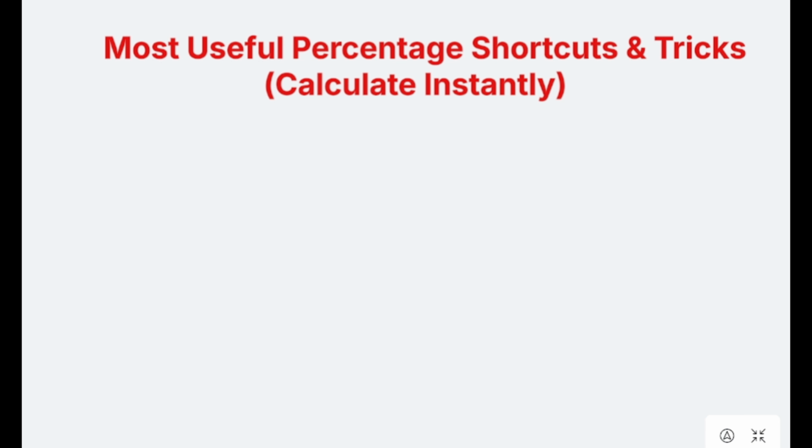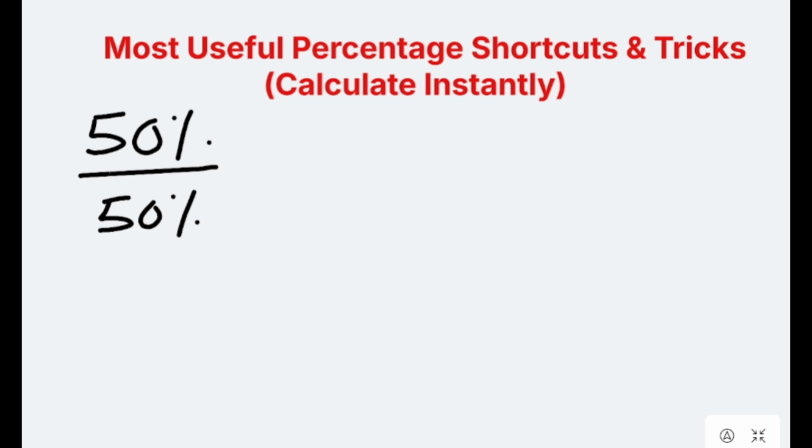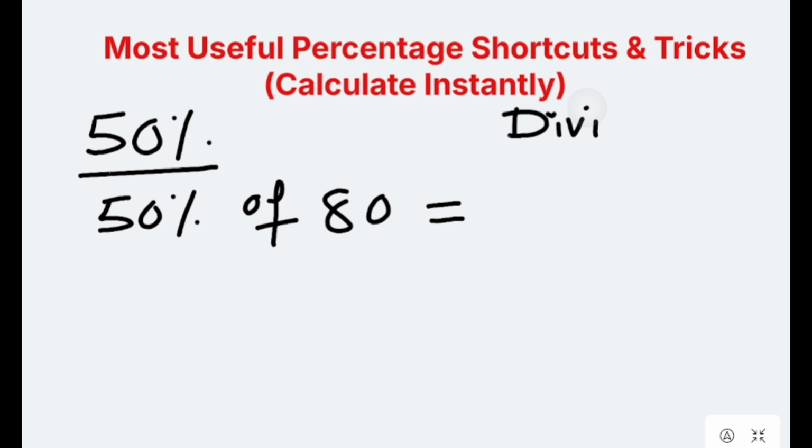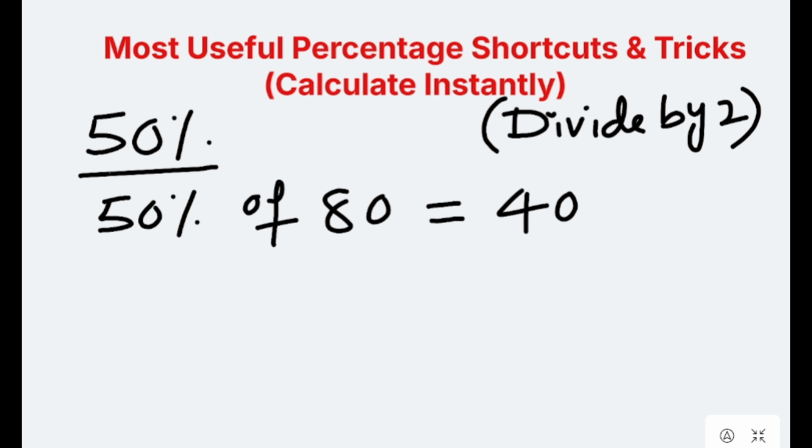Okay, the next trick is finding 50%. Let's see how we calculate 50% of any number. Example, what is 50% of 80? To find 50% of any number, the trick is to just divide by 2. You take the number and divide it by 2. So 80 divided by 2 is 40. So the answer is 40.